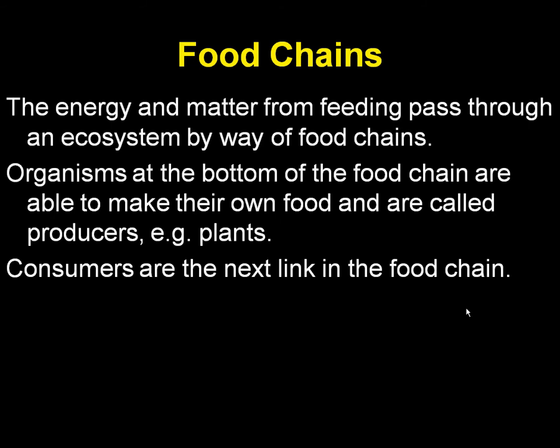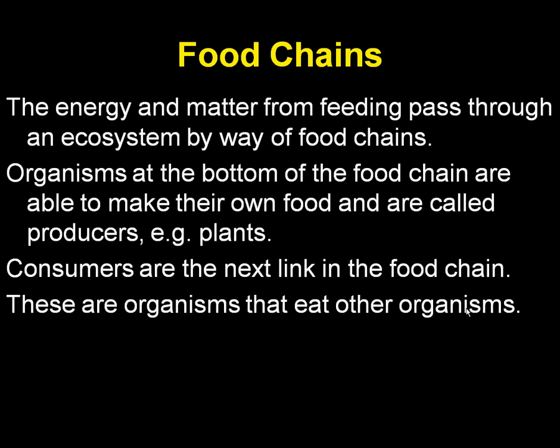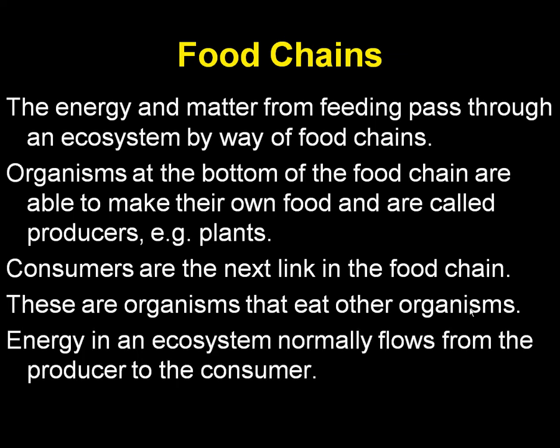Consumers are the next link in the food chain. They are organisms that eat other organisms. So organisms that eat the plants would be consumers. And energy in an ecosystem normally flows from the producer to the consumer.